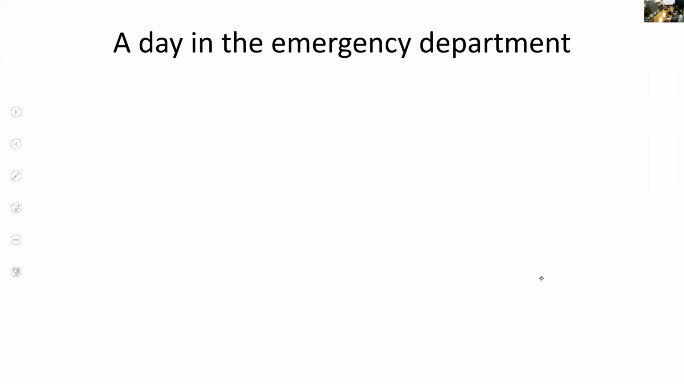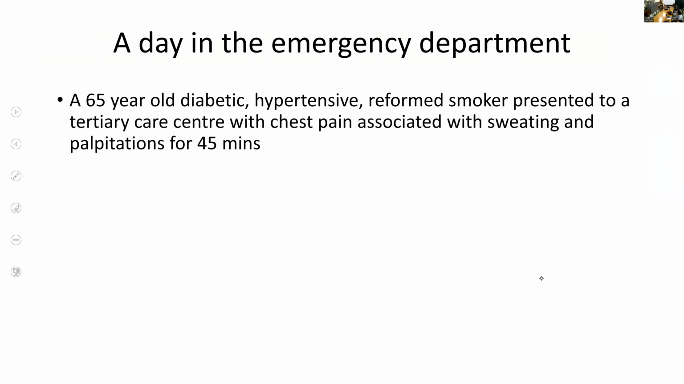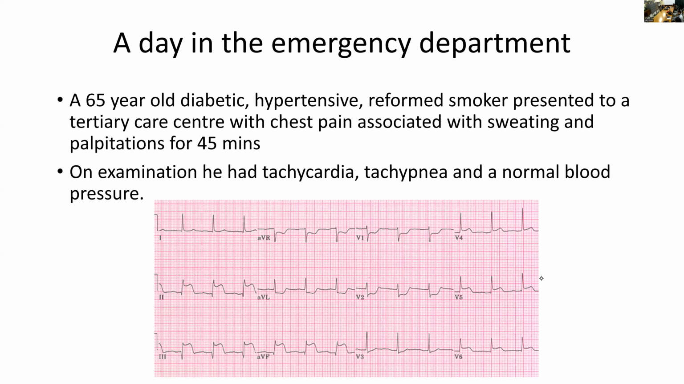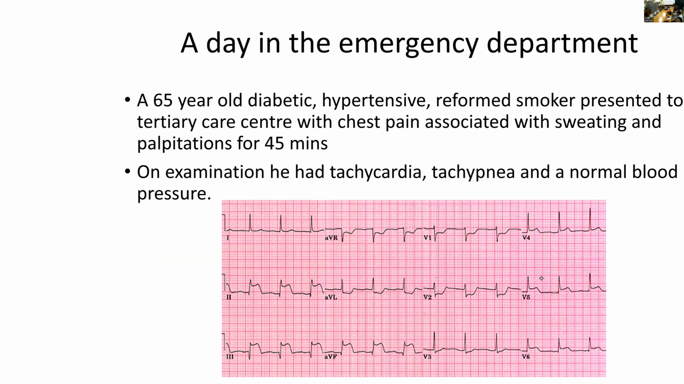So, just another day in the emergency department. We have a 65-year-old diabetic, hypertensive, reformed smoker who presented to a tertiary care center with chest pain, associated with sweating and palpitations for 45 minutes. On examination, he had tachycardia, tachypnea, and a normal blood pressure. This is the ECG. It shows an ST elevation in leads 2 and 3, consistent with an acute inferior wall MI.